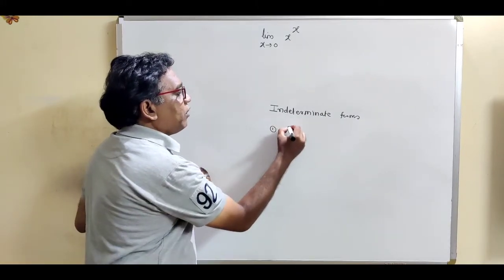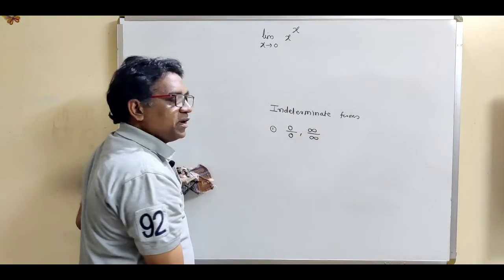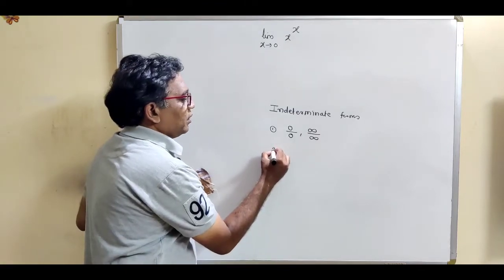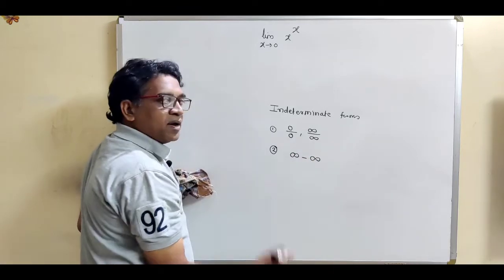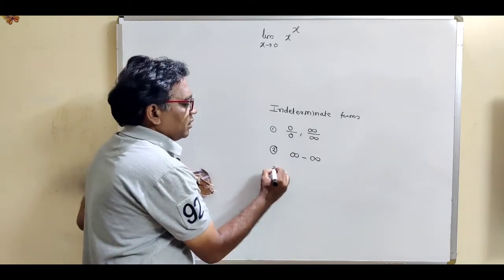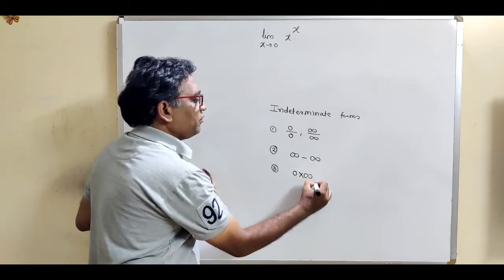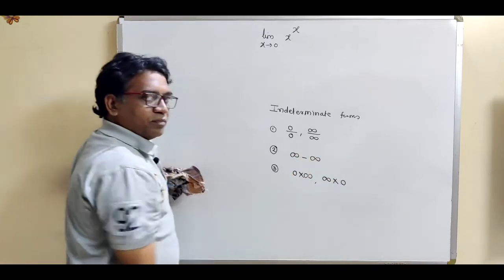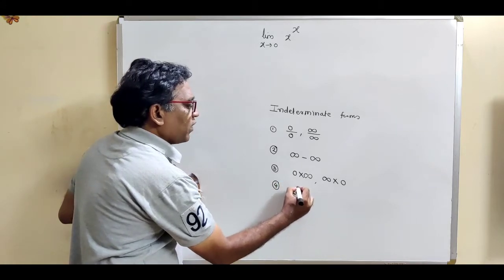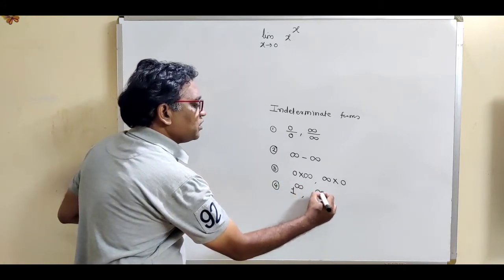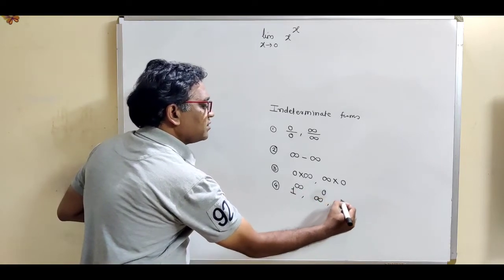First indeterminate form, it is the division form 0 by 0 and infinity upon infinity. Second type of indeterminate form, it is infinity minus infinity. Third type of indeterminate form, that is 0 into infinity or infinity into 0. And fourth type of indeterminate form, it is 1 raised to infinity, 0 raised to infinity or infinity raised to 0 and 0 raised to 0.